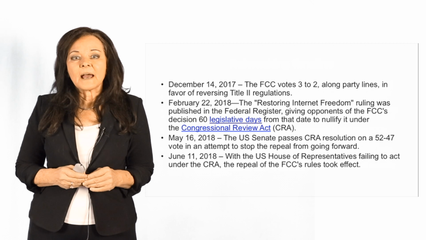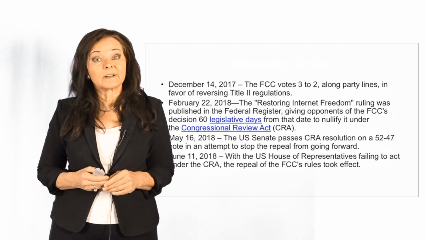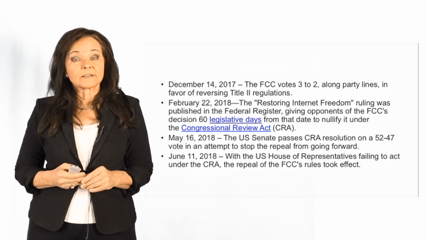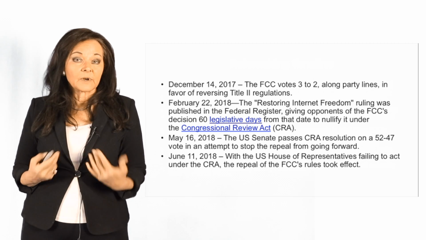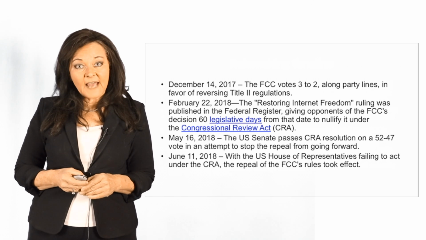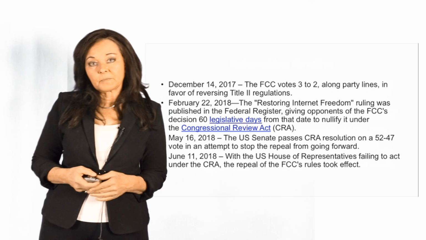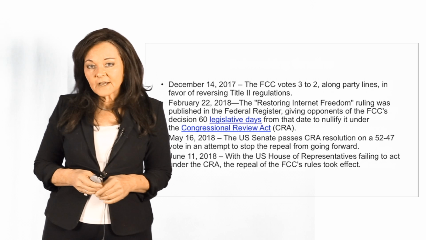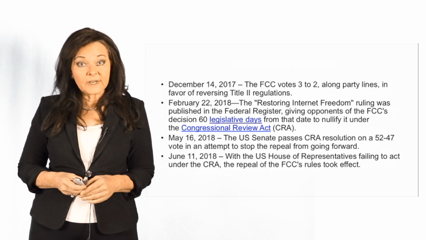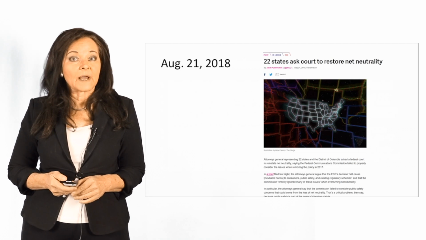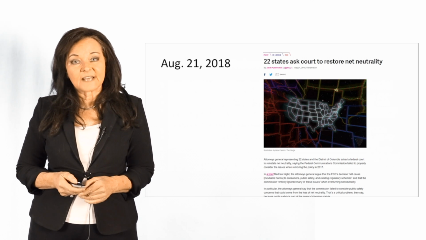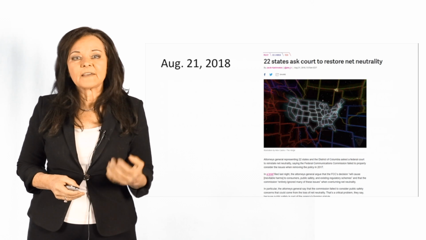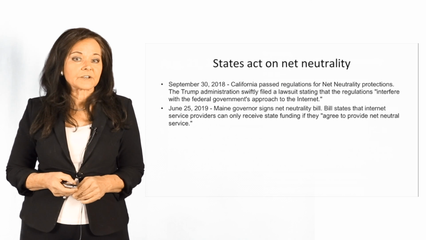However, May 2018, the U.S. Senate passes the CRA resolution on a 52-47 vote in an attempt to stop the repeal from going forward. But June 2018, the U.S. House of Representatives failed to act under the CRA, which would have prevented the repeal of the FCC rules. So when the House failed to act, they failed to override the repeal of the rules proposed by the executive branch. So the withdrawal took effect. By August 2018, the states started to take action on their own and create their own net neutrality rules. 22 states actually went to litigate this to see if it was legal for the states to do this. The states did act on net neutrality. September 30, 2018, we see California do it, and then in June 2019, Maine also took action on net neutrality.